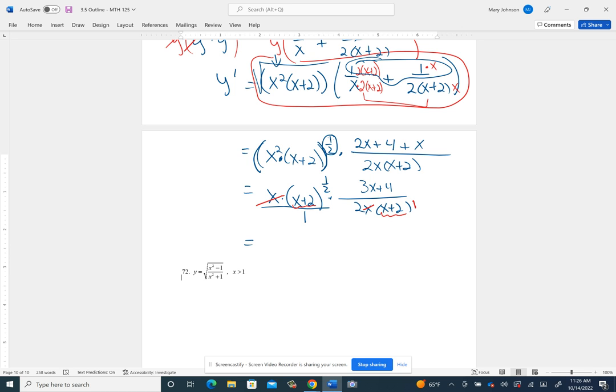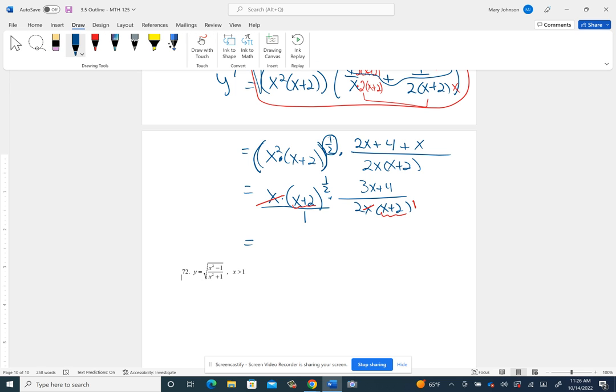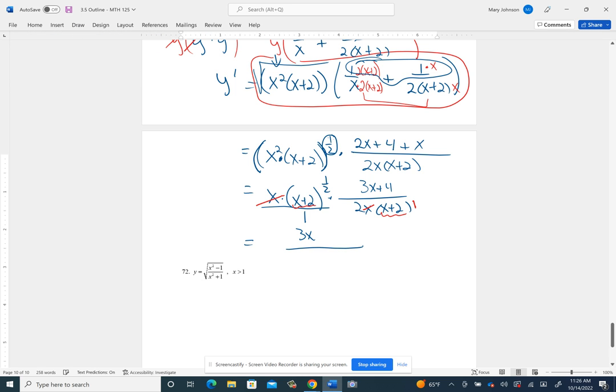So I can take that x plus 2 to the 1/2, and I can move it to the denominator, and it would be a negative 1/2 power. So that negative 1/2 power and that 1 would wind up leaving you just a positive 1/2 down here. And don't forget that 2 that you would still have down there. Okay, so that winds up equaling 3x plus 4 over 2 times the square root of x plus 2.